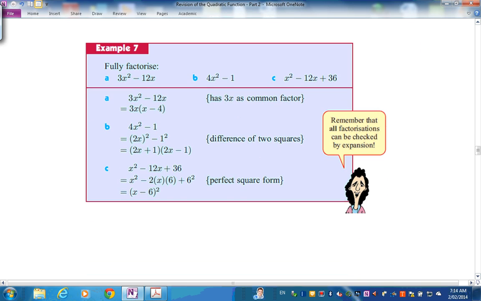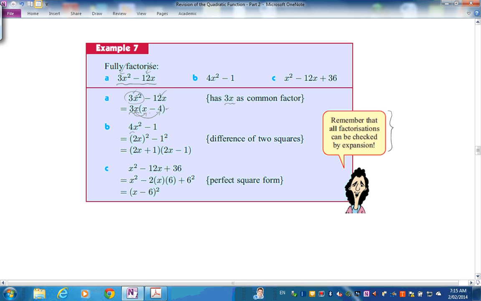Here we are, fully factorize. Okay, first thing, is there a number that is common there that will go into both of them? Yes, a number and a letter, 3x, because they've both got a 3 and they've both got an x. Put 3x out the front. What do you multiply 3x by to get 3x squared? You need an x. What do you multiply 3x by to get negative 12x? You need negative 4. Okay, so factorization is closely related to expansion. Remember, all factorizations can be checked by expansion.